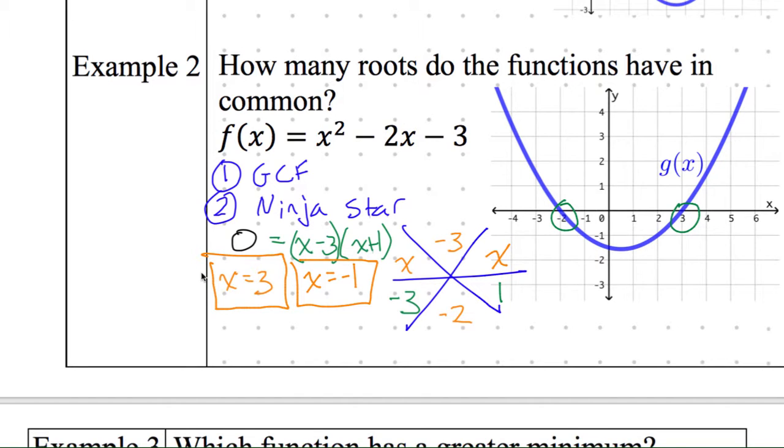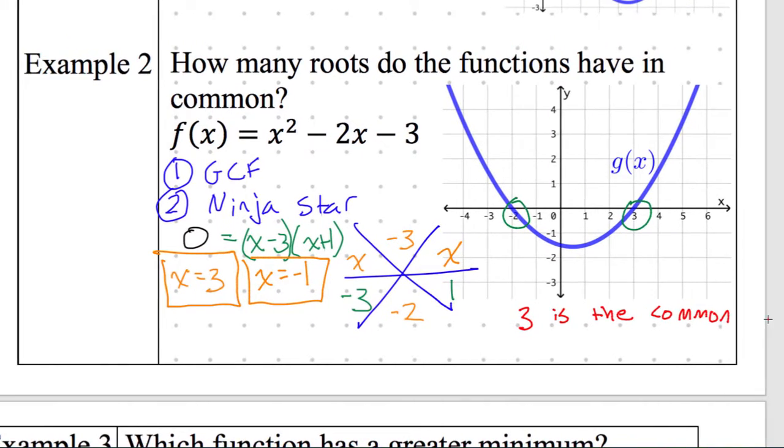Okay. Yeah, Cheyenne. 3. Yeah. This one has a 3. This one has a 3. -1 and -2 aren't the same number, so the answer is just 3. Well, they share 3 in common, right? So 3 is the common root.